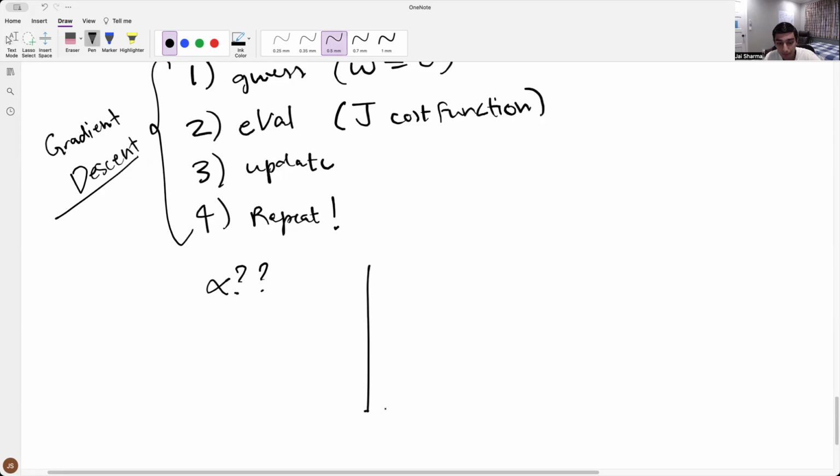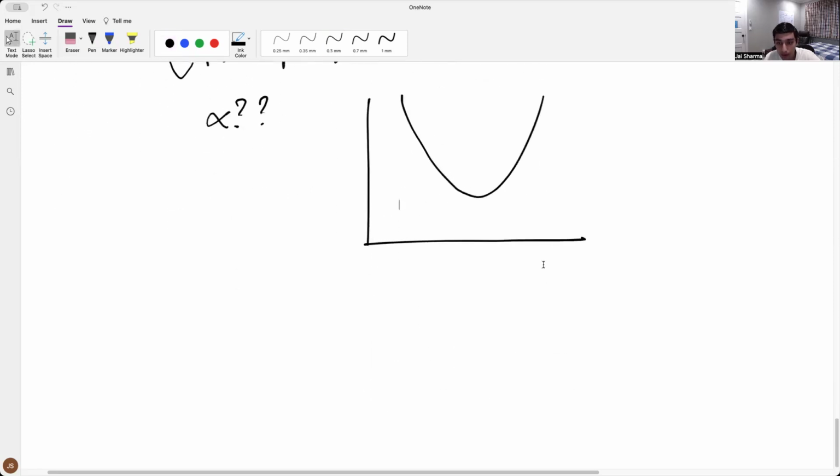Let's say this is your graph that tells you, you have W here. For different values of W, what is your cost? And let's say that you're over here. This is your value of W right now. And so this is your cost. All right. And you determine based on the slope of this tangent line that's negative that you want to increase your value of W.